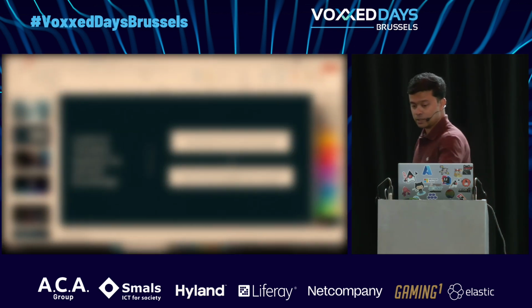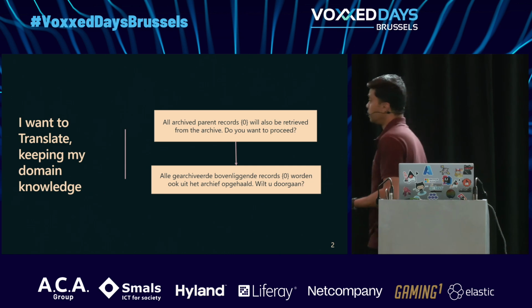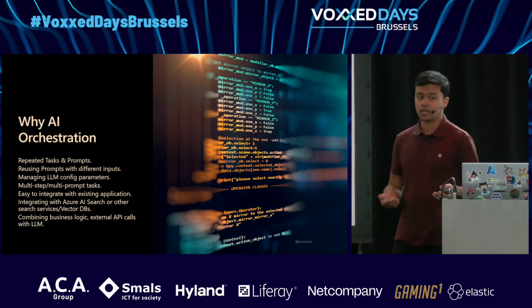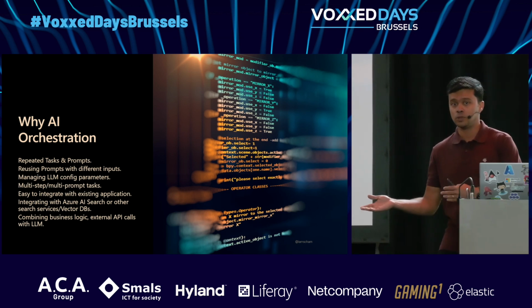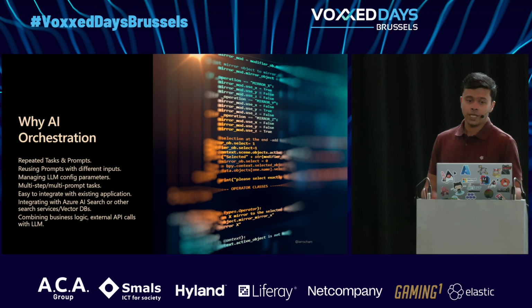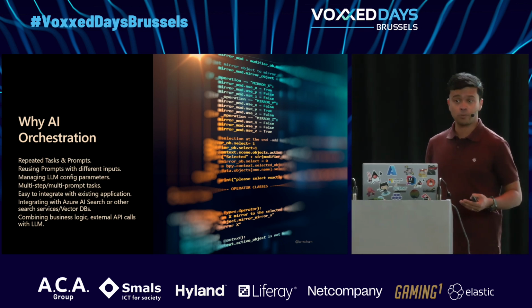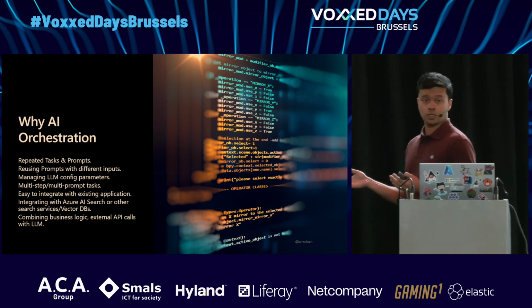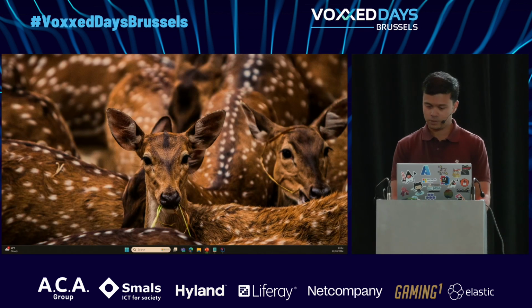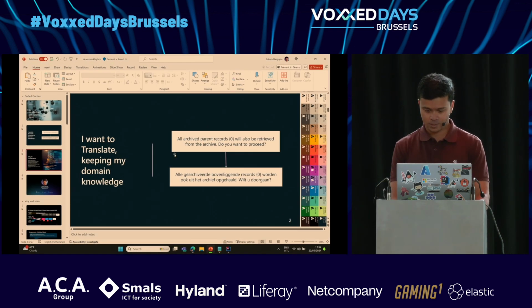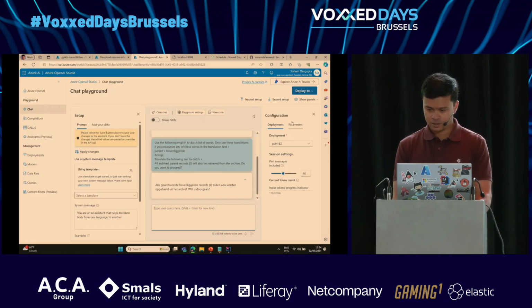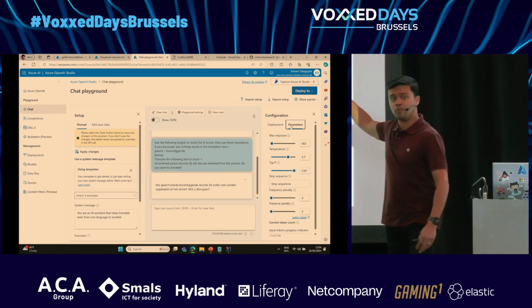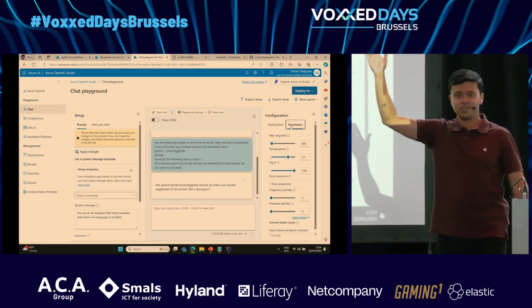So why do we need orchestration? If you have repeated tasks or prompts which you want to pass through or perform with an LLM. If you want to reuse some of the prompts within your task list. If you want to manage the LLM config parameters, which I didn't show. I'm not sure how many of you know the list of parameters you can manage when you are invoking LLMs.